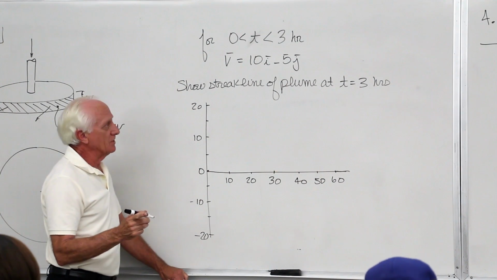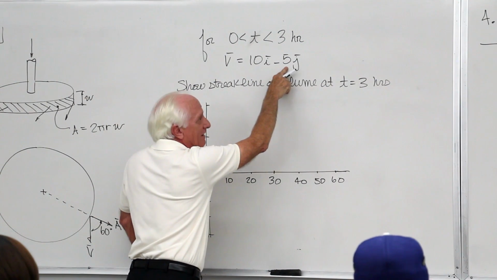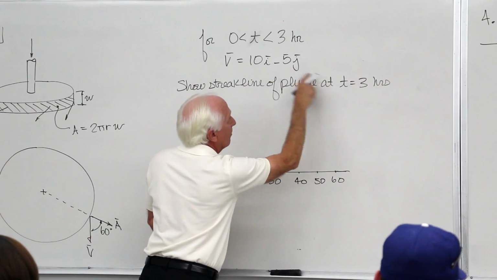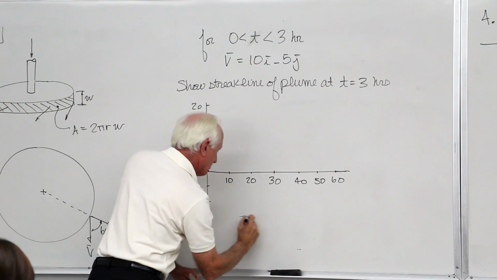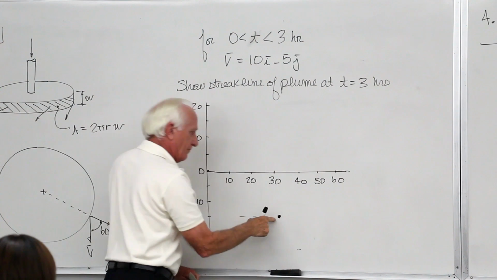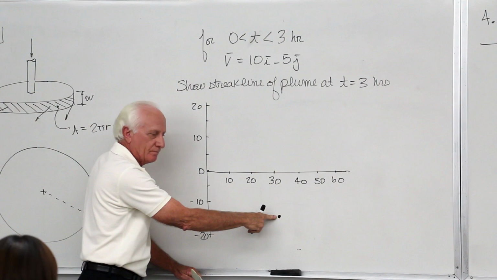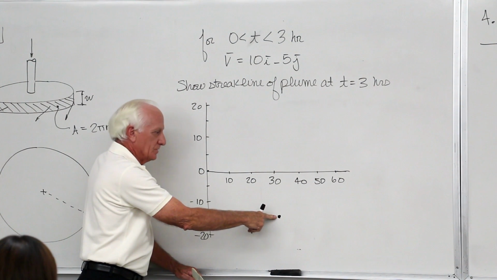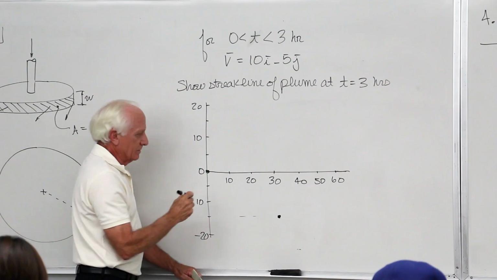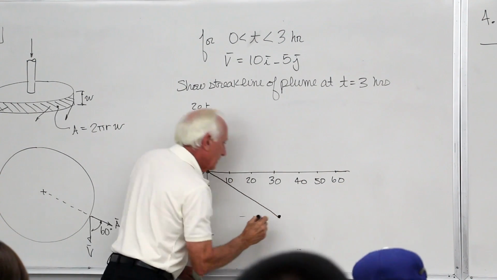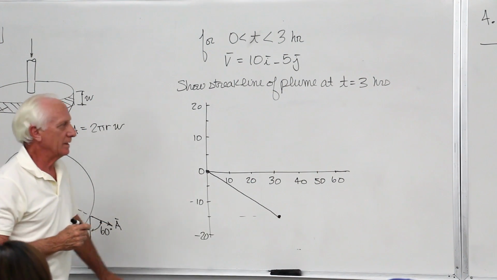But it also had a southeast direction to the plume. The plume is blowing to the southeast. It went down 5 miles per hour times 3, 15 down. 30 to the right, 15 down. There is the first bit of smoke that left the chimney at time equals 0, after 3 hours. Where's the smoke that left the chimney at 3 hours? Right here. Connect the dots. There's the streak line of the plume after 3 hours. Okay.